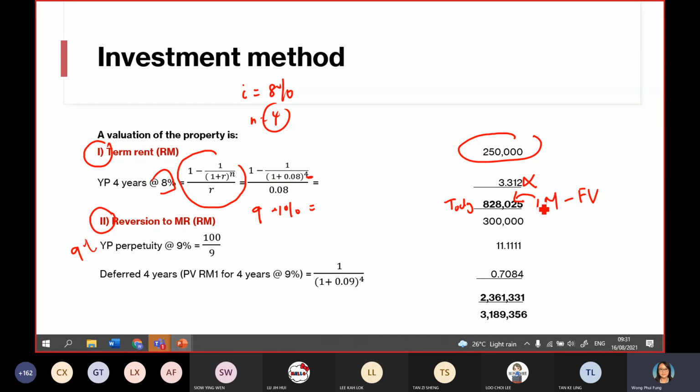So just now I already mentioned, don't use 1 million. We discount back to today's value by using this formula. So that's why the value is actually 828,025 for the first 4 years.